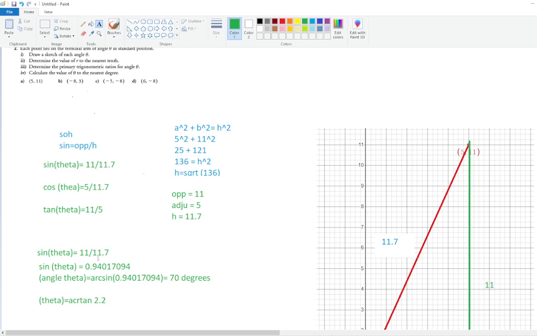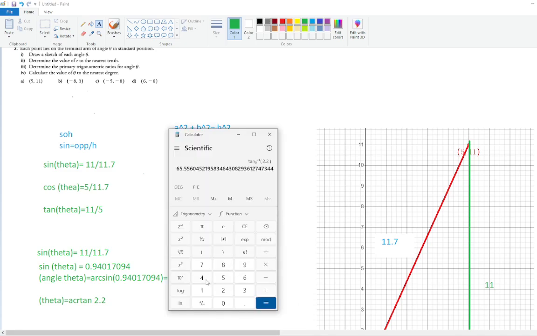So I got to go back to do the first one. It's 11 over 11.7. So let's do that. 11 divided by 11.7. Good thing I did a second one. So it did. So that's what I get. And then I take the arc sine of it. Arc sine. And I get that. No, I still got that.